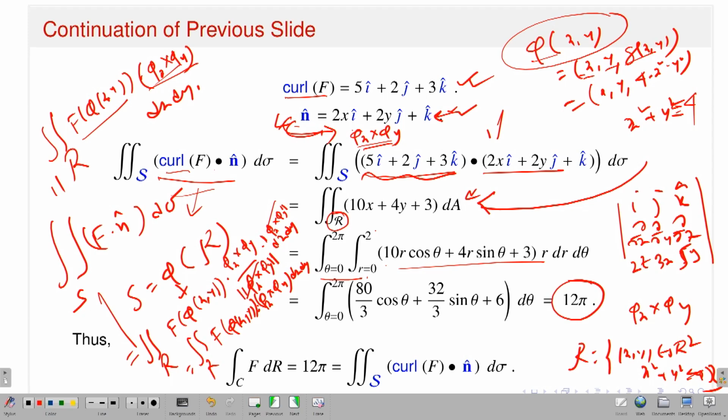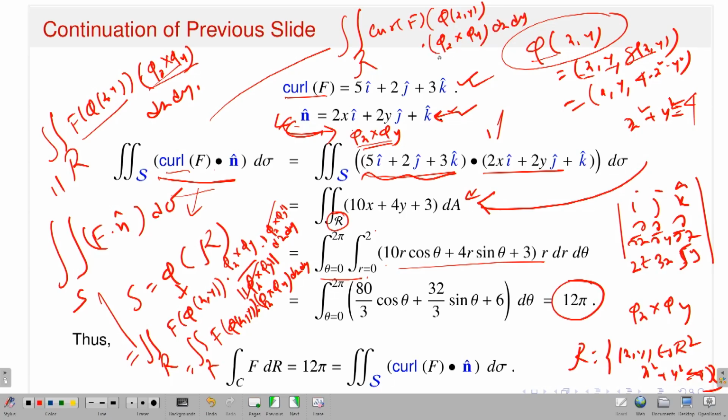So if I take a phi map from this region to R3 whose components are x comma y comma z, where z is equal to 4 minus x square minus y square, then the corresponding surface integral you can easily write over the region R. Then you just calculate curl of F, this vector field acting on phi of xy, dot product with phi x cross phi y, and then dx dy. So that's the formula I am using.